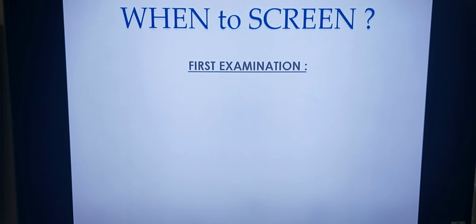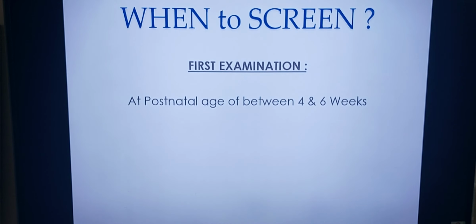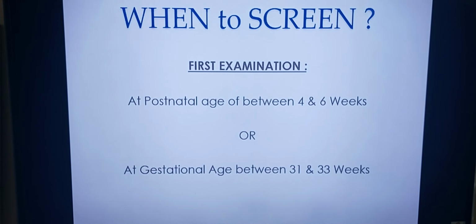Now, when to screen? Another very important question. We know who to screen, we know how to screen. Now, when to screen? The first examination should take place between 4 to 6 weeks of postnatal age, or at gestational age between 31 to 33 weeks, whichever is later. Okay?